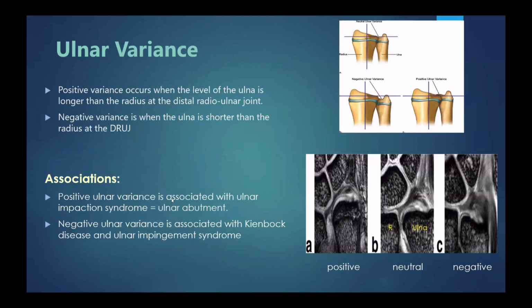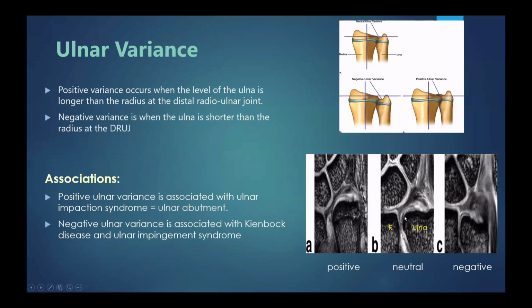Usually, the positive ulnar variance is associated with ulnar impaction syndrome, or some people call it ulnar abutment syndrome. And a negative ulnar variance is associated with Kienbock disease, which is avascular necrosis of the lunate, and ulnar impingement syndrome. This is an example of positive ulnar variance. We can see the distal ulna extend beyond the articular surface of the radius, and we can see squeezing the triangular fibrocartilage in what's called an ulnar impaction syndrome.